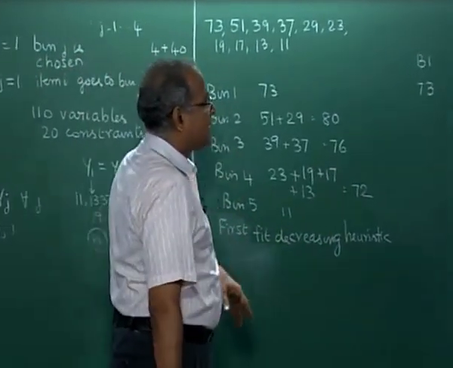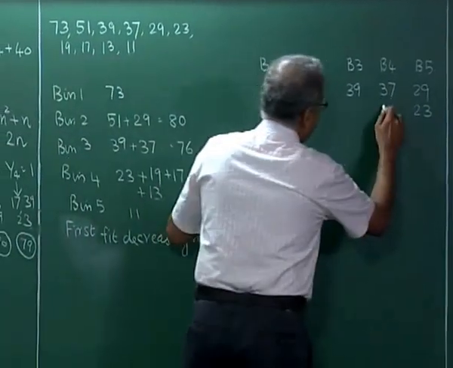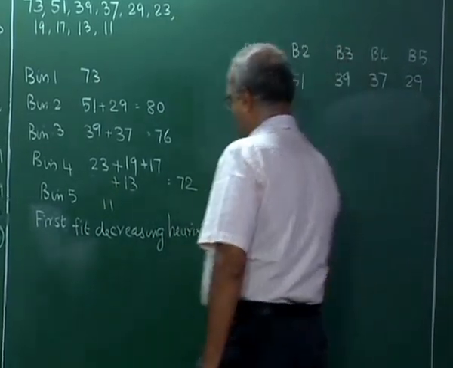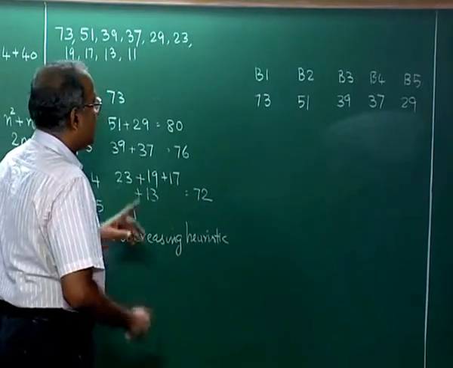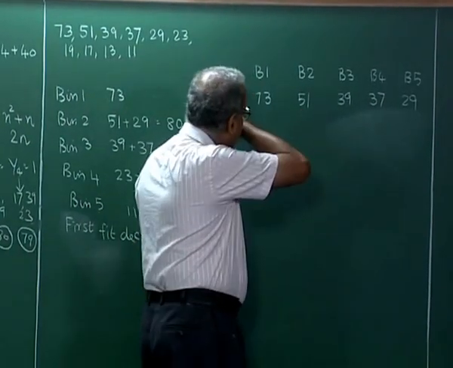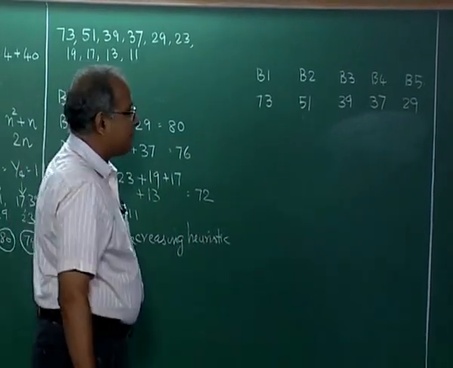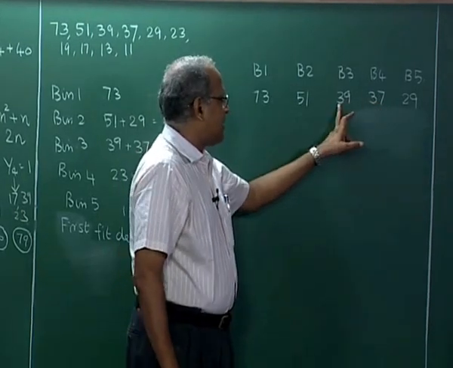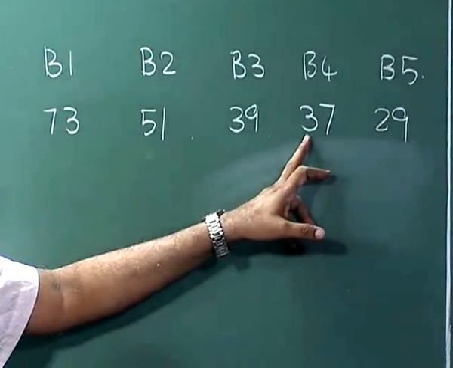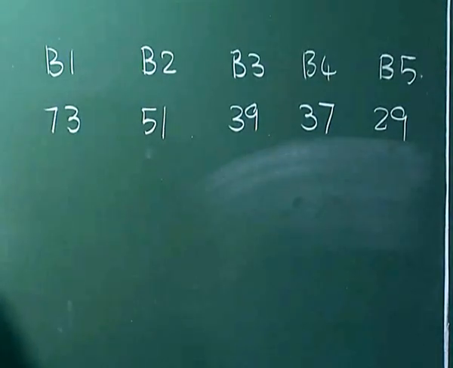And then the next one we can put a 23, so it will come here. So 29 plus 23 is 52. Now 19 will come here, because if we see where we assign, for example here, now at this point the first 5 go to the first 5 bins, the sixth one is 23. So 51 plus 23 is 74, 39 plus 23 is 62, 37 plus 23 is 60, and 29 plus 23 is 52. So the best place to put the 23 is here, because the loads will get balanced.